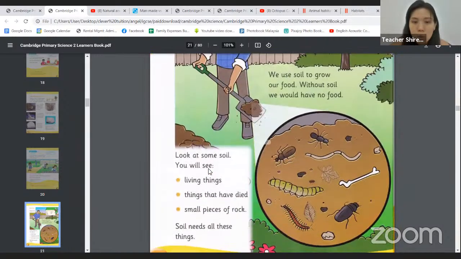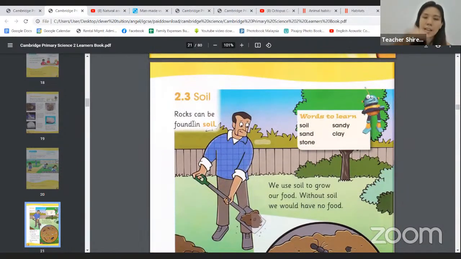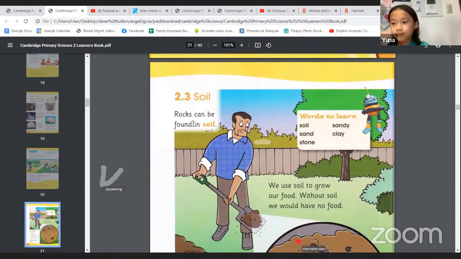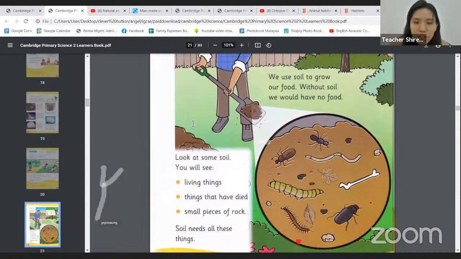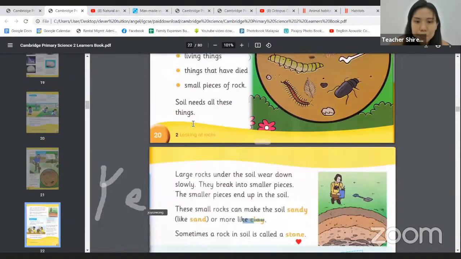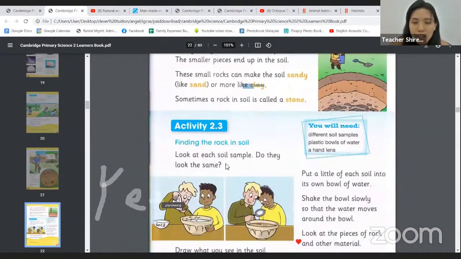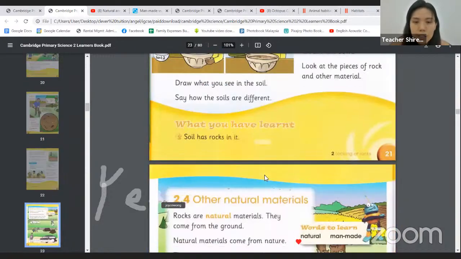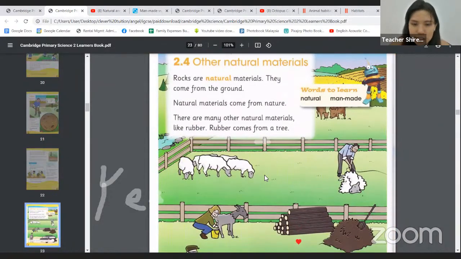We also learned that inside the ground we have many layers. We have sand, clay, soil, and stone. Different places will have different kinds of living things and different hardness. So this is what we have learned previously.